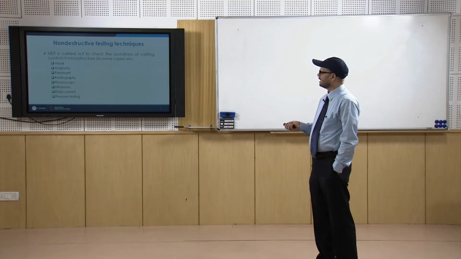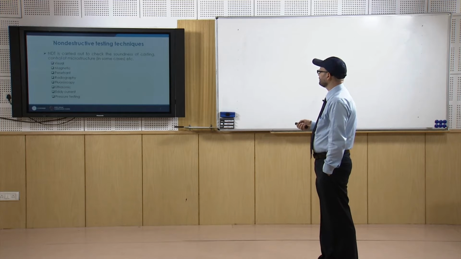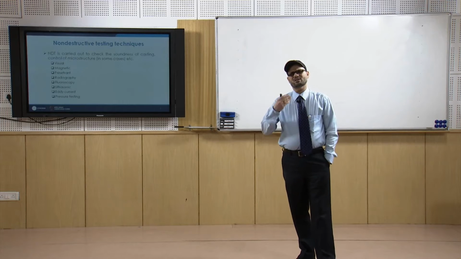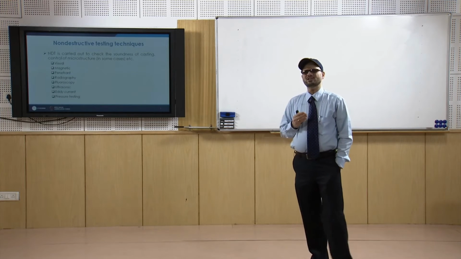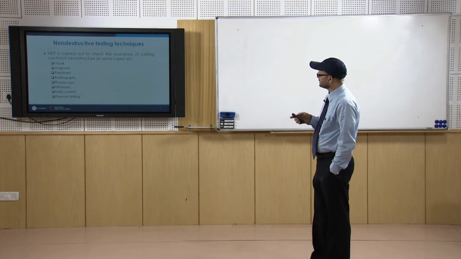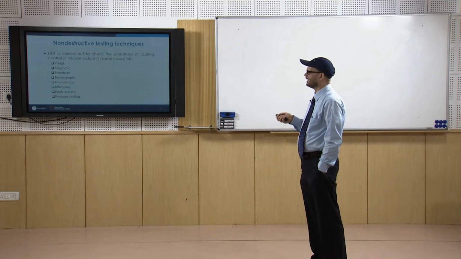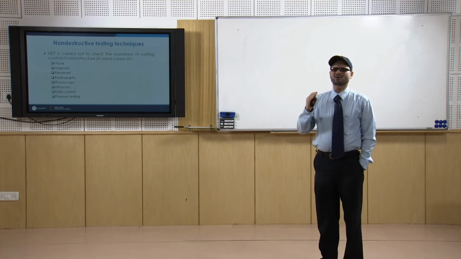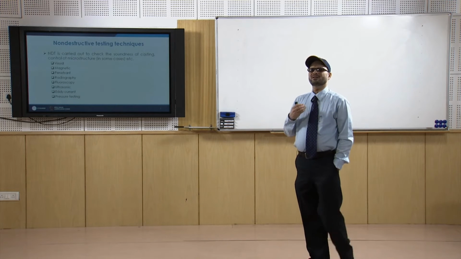There are many ways of doing non-destructive testing. These include visual methods, where you just look with the naked eye and see whether there is any discontinuity present in the casting. Based on that, any warpage, discontinuity, crack, or poor surface finish can be checked using visual methods. Certain methods, like magnetic or penetrant testing, are used for checking surface flaws. If there is any kind of defect on the surface, these methods can be used to find it.